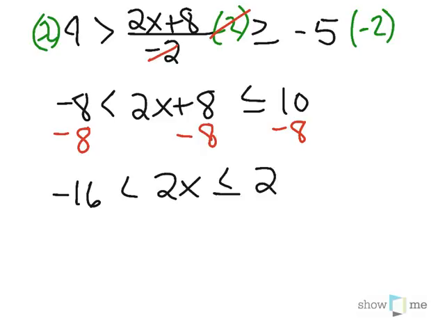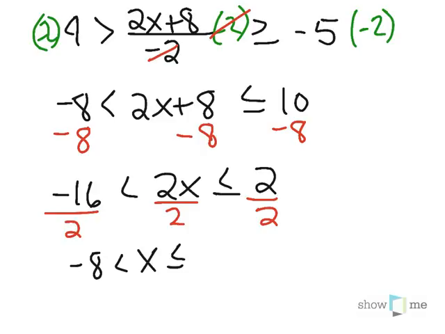Now the last piece of this problem is to divide all three pieces by 2. And this is positive 2, so we don't need to switch the sign. And the left piece gets negative 16 divided by 2, which is negative 8. Less than x is less than or equal to 1.